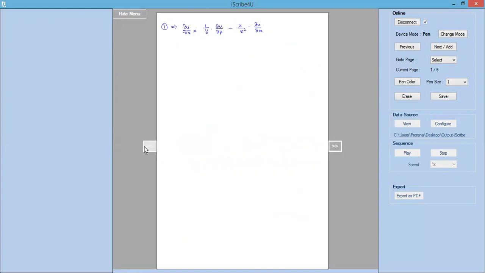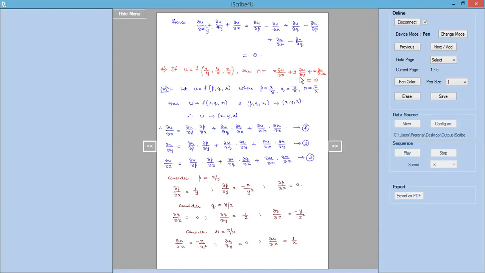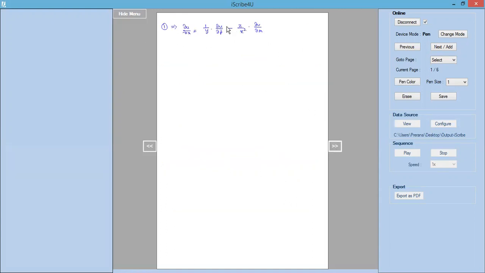Now keeping this in mind, since the requirement is x ∂u/∂x plus y ∂u/∂y plus z ∂u/∂z, we will multiply by x for this equation throughout. Multiplying throughout by x, we can obtain x ∂u/∂x is equal to (x/y) ∂u/∂p minus x into z/x², which gives us (z/x) ∂u/∂r. So I'll just call this equation 4 for convenience.